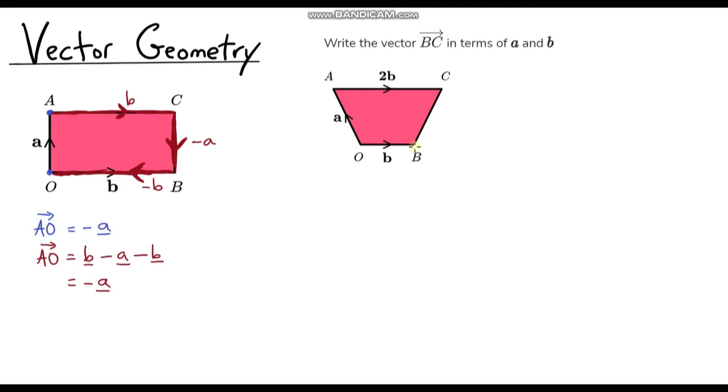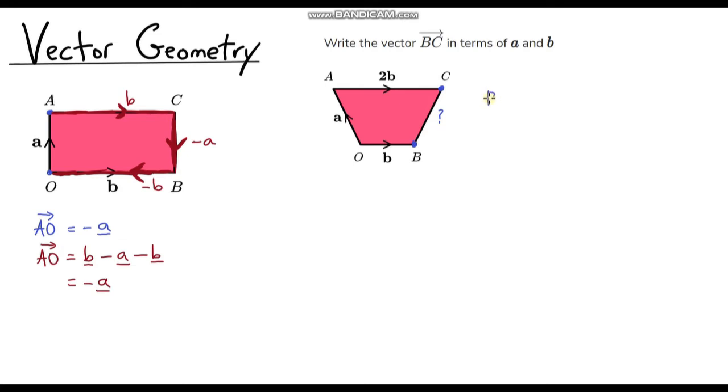So we're starting at B, so we're starting down here, and we're finishing at C. Now notice, we can't go directly from B to C because we don't know what this vector is. This road is blocked off. We're going to have to take a detour. So we're going to have to go all the way around the outside of our trapezium to get to C.